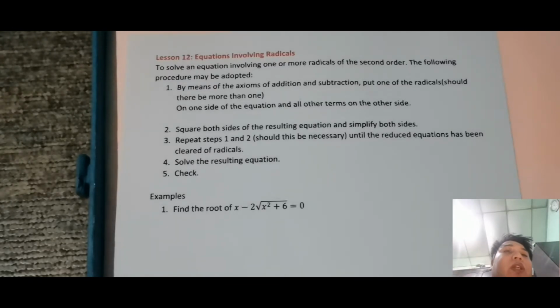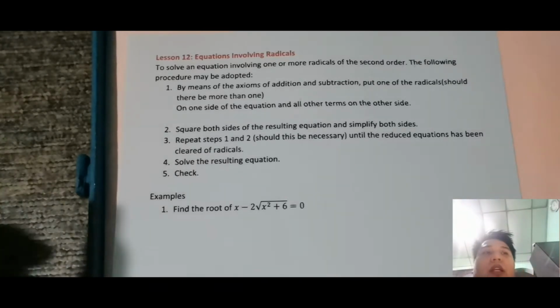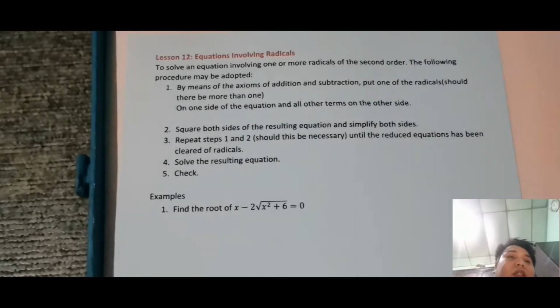Okay, after nun, square both sides of the resulting equations or equation and simplify both sides. So, ito yung sunod. After mong malipat na lahat ng may radical sa left side or sa right side, tapos yung mga walang radical sa right side or sa left side, i-square mo both side. Meaning, square ko itong may radical, i-square ko itong walang radical. So, bakit ba natin i-square? I-square mo ang radical para makancel.